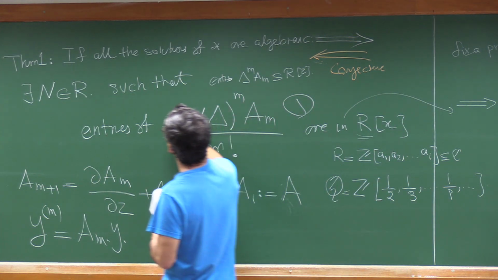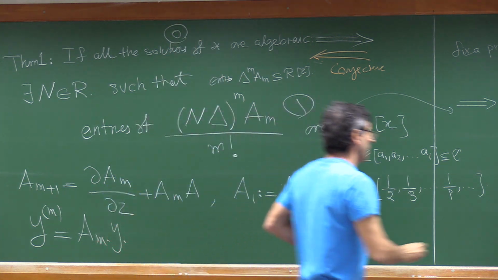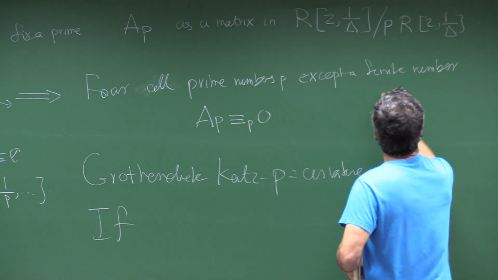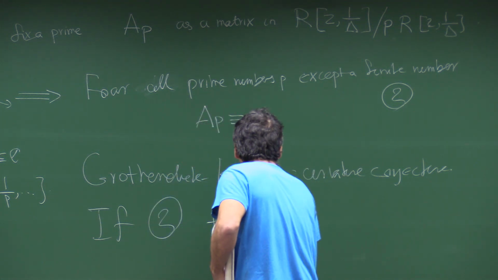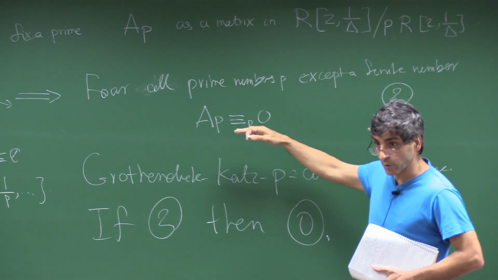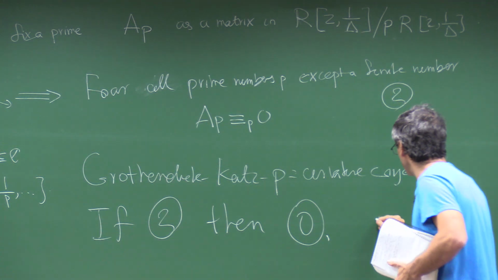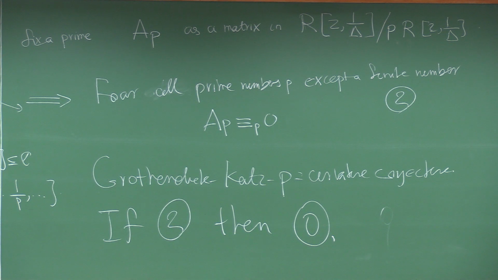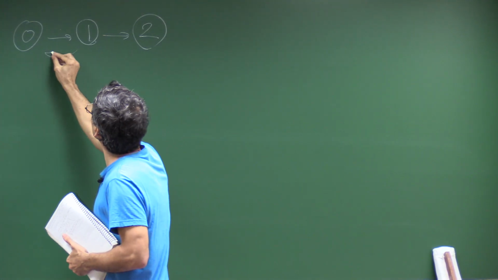Maybe having algebraic solution, let me call it 0. If 0, 1, and then 2. If 2, then 0. So if the p-curvature is 0 for almost all primes, then the differential equation must have algebraic solution. So maybe the diagram is this one. Then we have 0 implies 1, 1 implies 2. And what I'm saying is that the true conjecture must be this one.